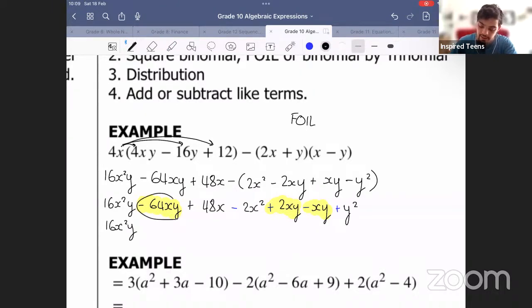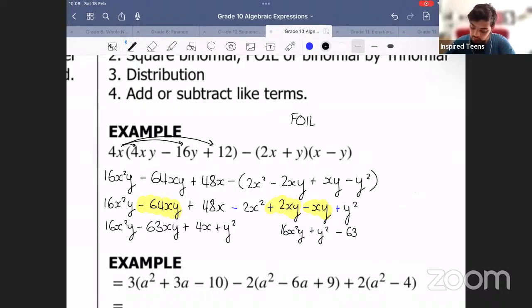16x squared y, minus 64xy. Because they're like terms, you can just work with the coefficients: minus 64 plus 2 minus 1. Minus 64 plus 2, that's minus 62. I think it's minus 63. Okay, minus 63xy plus 48x, plus y squared. I think that's it. If you want to arrange it in order of powers, you'd say 16x squared y plus y squared minus 63xy plus 4x. And this last example, you guys can practice, but that's basically a mixed example.